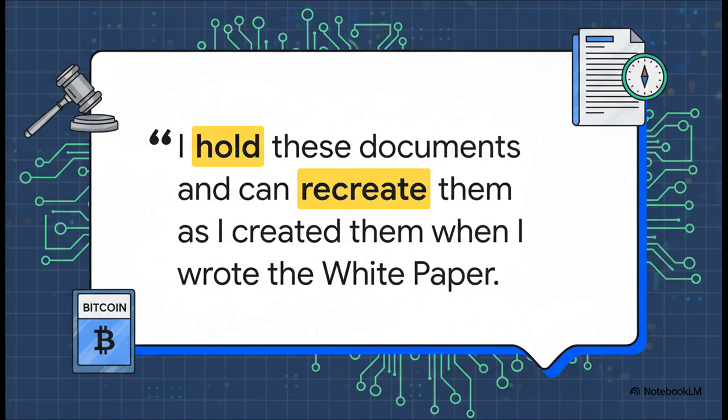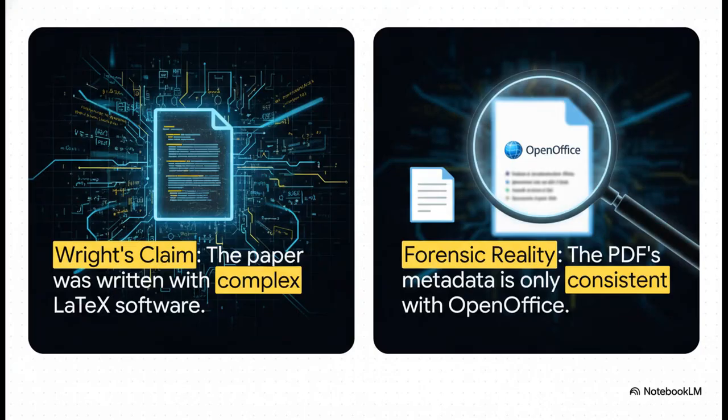You know, this whole theory was actually put to the test in a major way during the Copa versus Wright trial. Craig Wright, a man who has claimed for years to be Satoshi, made this exact argument, that he could prove his identity by recreating the white paper from his original files. And this is where the claim just completely collided with reality.